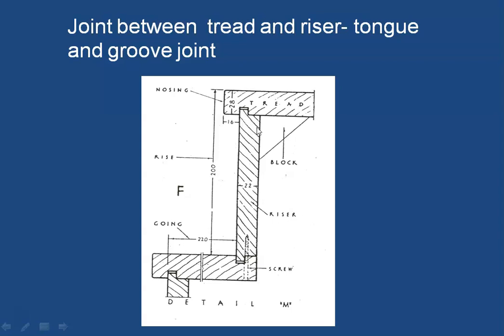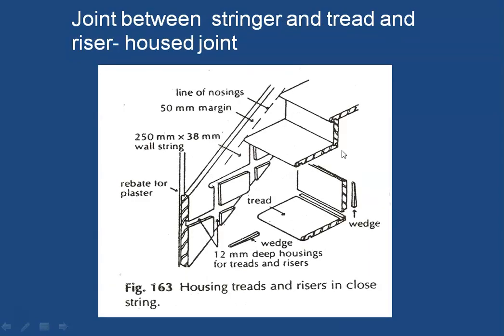So what is this type of joint, which we have already learnt in case of floor and in other things? This is a tongue and groove joint. So there will be a continuous tongue and a continuous groove inside the tread. So there is a tongue made inside the riser and a groove made inside the tread. Similarly here also there is a tongue made inside the riser and a groove made inside the tread. So this is a tongue and groove joint.